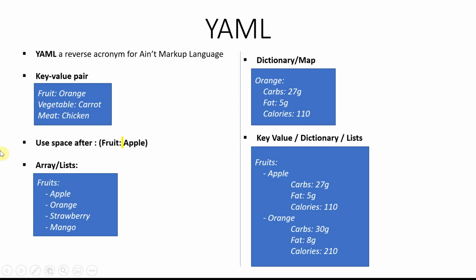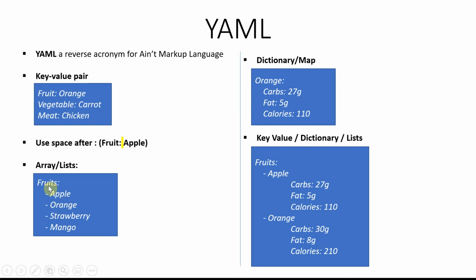YAML is a reverse acronym for YAML Ain't Markup Language. It's similar to JSON, just that it's a key value pair at the end. For example, a key value pair is something like fruit: orange, vegetable: carrot. So it's a key and a value. And there is a space which is important that we need to remember: there's a space after the colon and before the value. YAML can also accept various collections like arrays and lists.